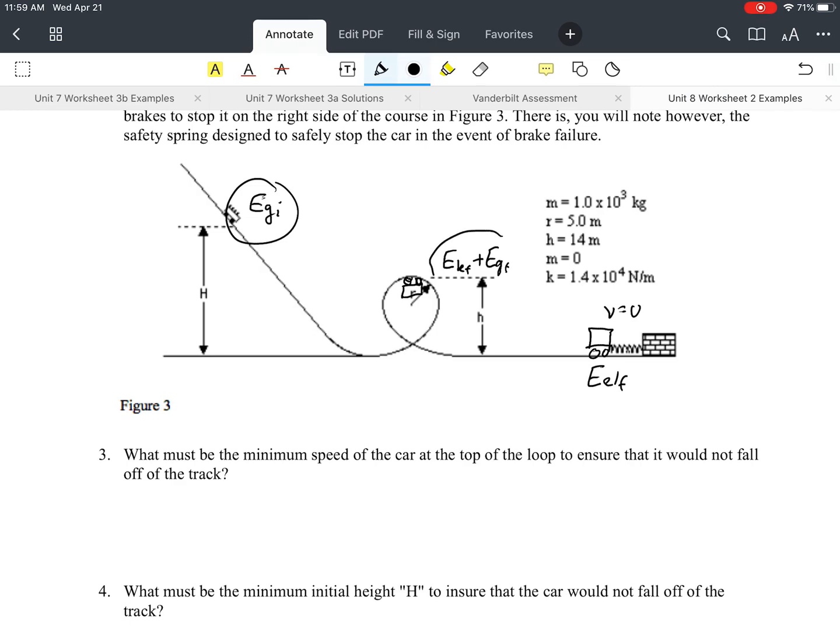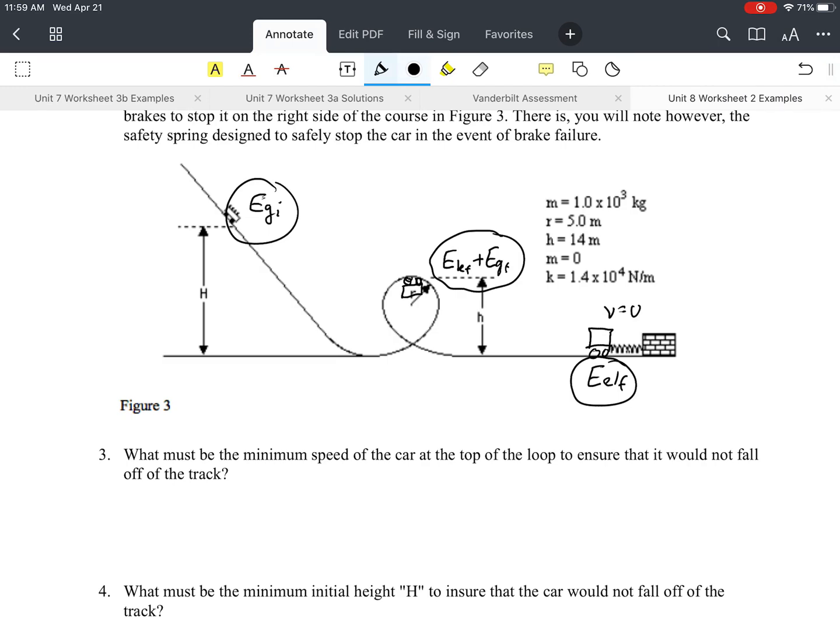And then we have kinetic and gravitational in the middle here where it's at the top of the loop, and that would be like a second position. So we call those finals there. And then the last position, the third position, is some final elastic energy. So we have all that.